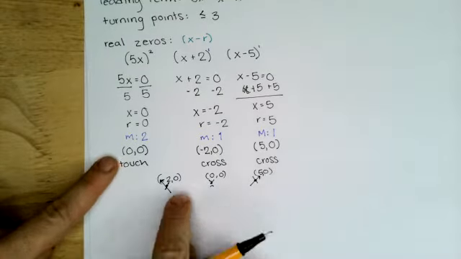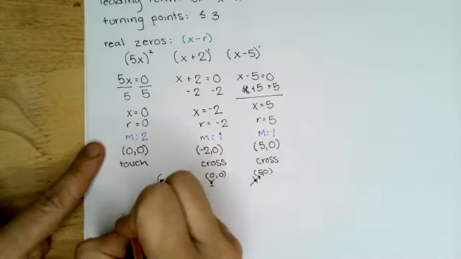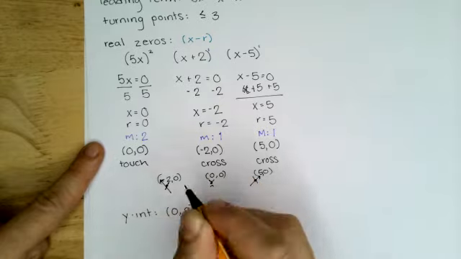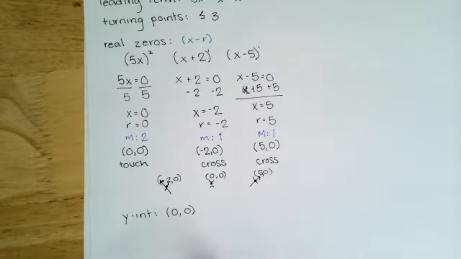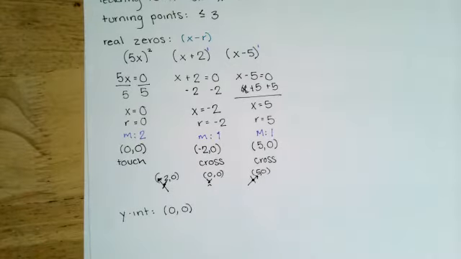My y-intercept, if you already found it as one of your zeros, your y-intercept is just 0, 0. And you'll know that because of what happened when you found your real zeros. So that's what I should have told you for 2a. If you already found your y-intercept, don't worry about your constants. They will disappear. They will be multiplied by 0.